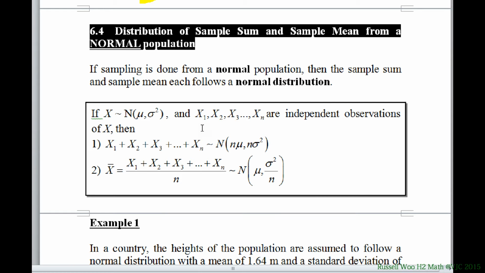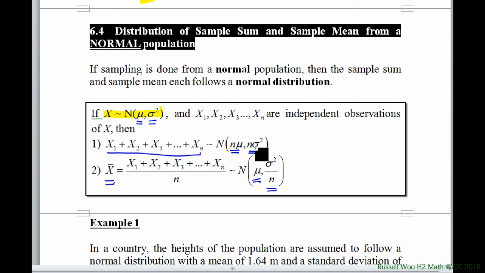And what is the mean and variance? We have done it earlier in 6.3. What we are saying is if x has a mean and standard deviation, x bar should have the same mean, but the variance is sigma squared divided by n. Follow? Depends on what your n is. Correct? Then the sample sum should have this mean and this variance.